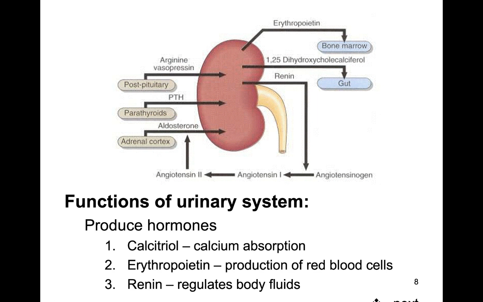Okay, so we're still continuing with the functions of the urinary system. It's going to produce hormones, and one we learned was erythropoietin, which is needed for production of red blood cells. And then there are two more. One is cholesterol and then renin. So renin is going to regulate body fluids. And then cholesterol is needed for calcium.